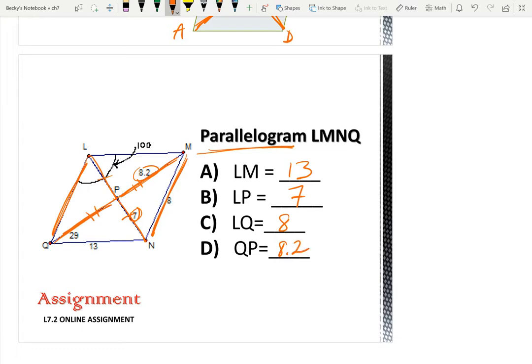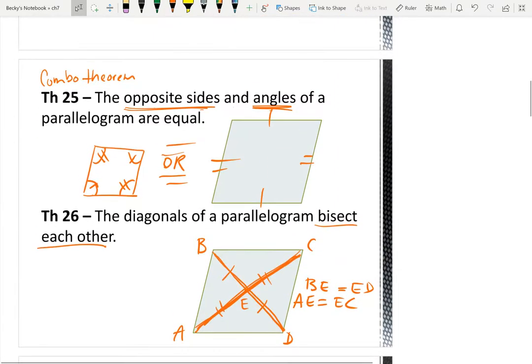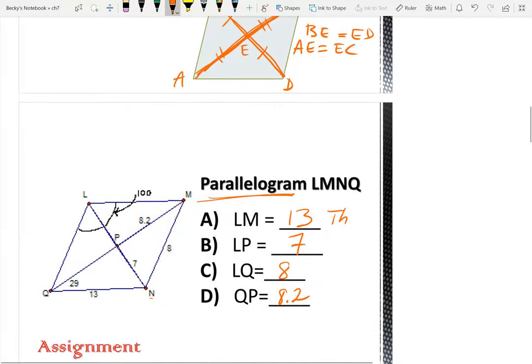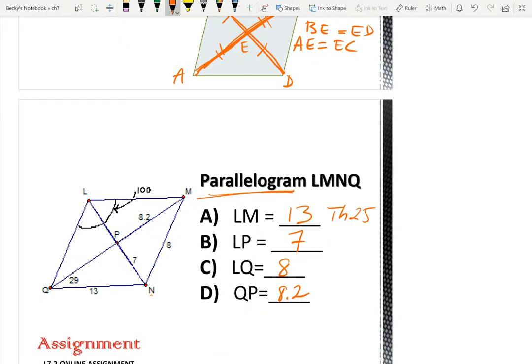Now, at this point, I like to also justify these with theorems. So let's flip back and look. What justification tells us LM is going to be equal to QN? All right, so opposite sides are equal. That's the combo theorem. Do you guys remember that theorem number? Theorem 25, right there. Good.